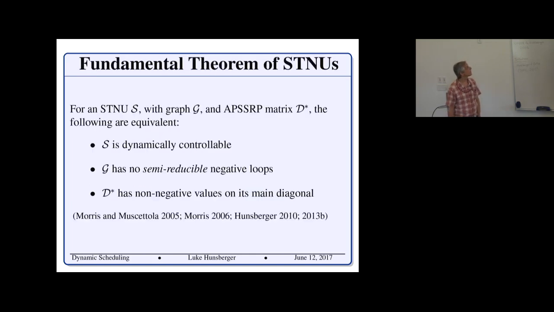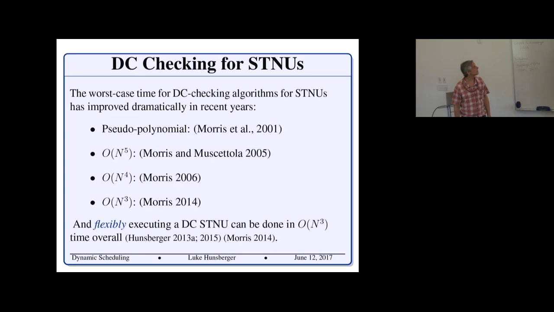Okay. So this is the corresponding fundamental theorem for STNUs. The STNU is dynamically controllable, in other words, there exists a dynamic strategy that's guaranteed to safely execute it, if and only if G has no semi-reducible negative loops. That's the analogy, the corresponding feature to negative loops in an STN graph. And the all pairs shortest semi-reducible paths matrix has non-negative values down its main diagonal. If you find a semi-reducible negative loop in an STNU graph, then it's not dynamically controllable.